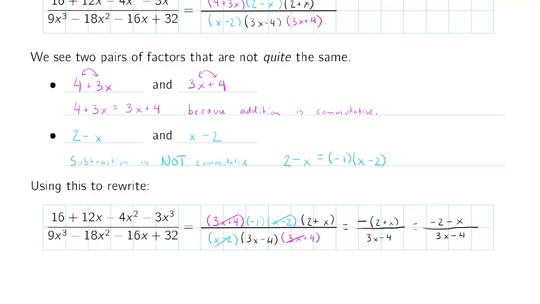But the key takeaway here is when we want to reverse the order of terms in subtraction, it costs us a negative sign, right? We need to introduce that factor of negative 1 in order to reverse the terms in subtraction.